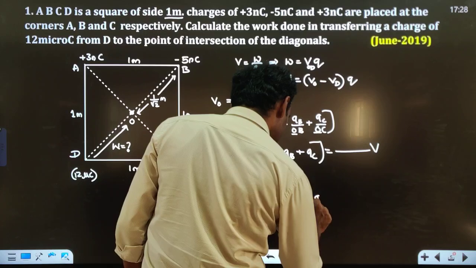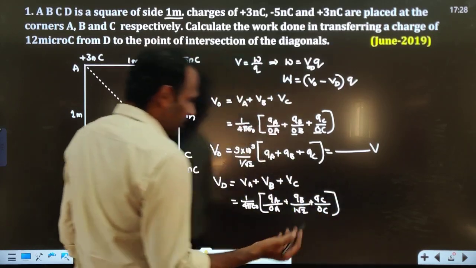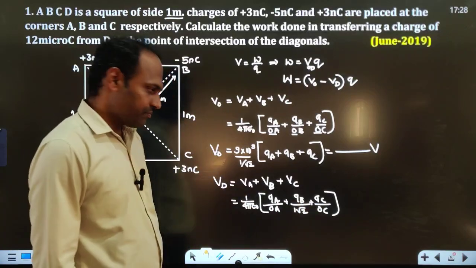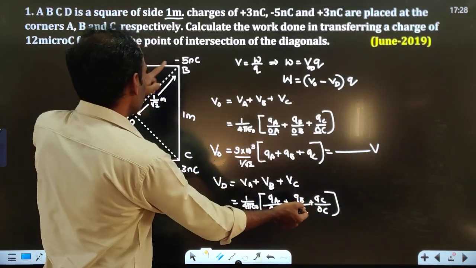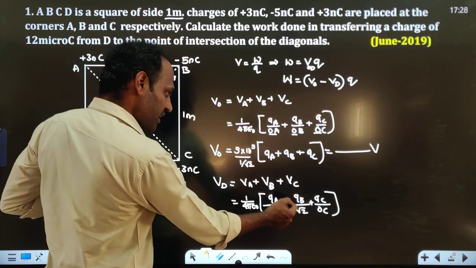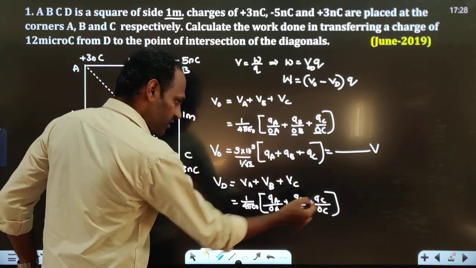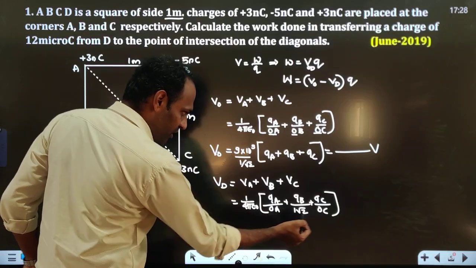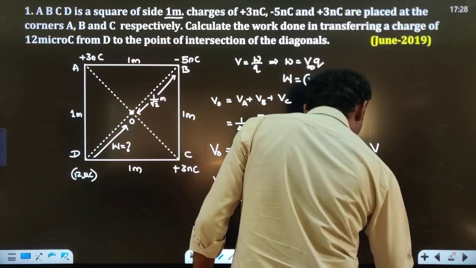And for charge at C, again the distance is OC, that is 1 meter. So here you cannot take common in the numerator, right? Again you substitute value of QA 3 nanocoulomb, value of QB minus 5 nanocoulomb. You put minus, so this sign will become minus. Here also this sign will become minus. And you put plus 3 nanocoulomb here, right? This is 1 meter, this is 1 meter, this is 1 root 2 meter. Go on simplifying, you will get the potential at D.